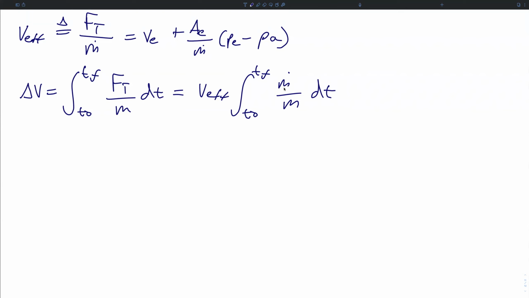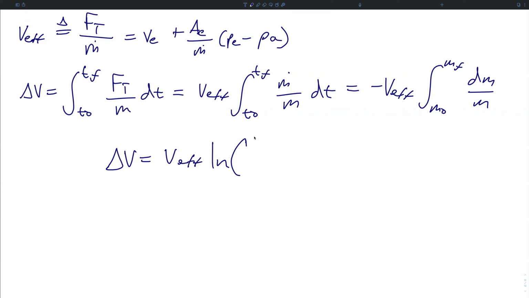This term is dm dt, and so the dt's cancel, and this all becomes negative the effective exhaust velocity times the integral of 1 over the mass from some initial mass to some final mass. And this is all solved as delta V is equal to the effective exhaust velocity of our system times the natural log of the ratio of the initial mass to the final mass. And this is known as the ideal rocket equation, or the Tsiolkovsky rocket equation.